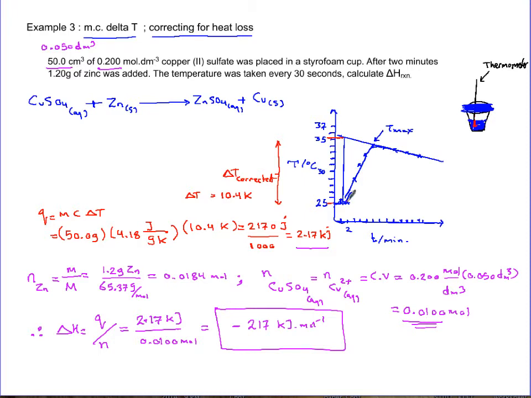So in order to compensate for a reaction that is not instantaneous and you're losing heat, we are going to extrapolate, and your temperature change will be higher than before. If you go from maximum to minimum, you have not considered heat loss, and it will give you a bigger percent error.